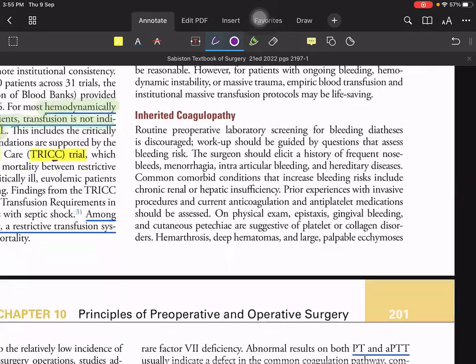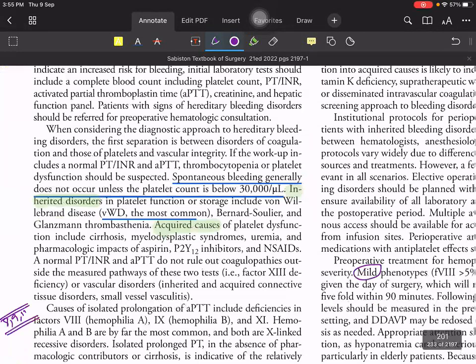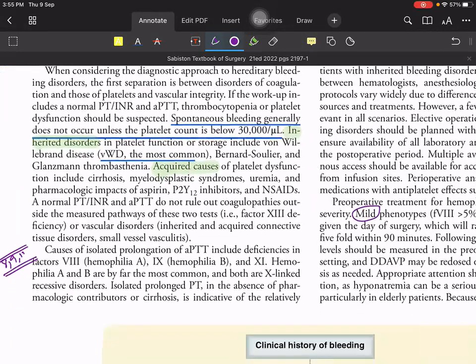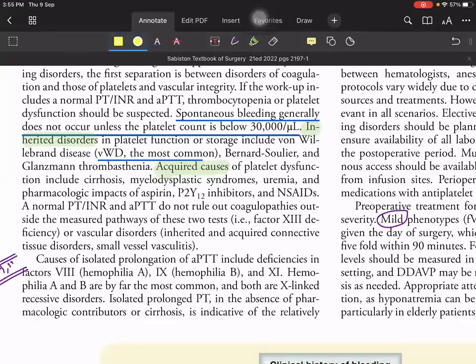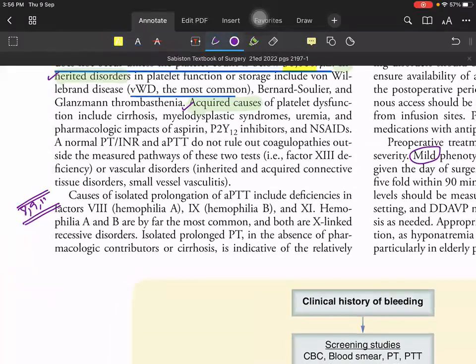So what is inherited coagulopathy? Regarding inherited coagulopathy, spontaneous bleeding generally does not occur unless the platelet count is below 30,000. First MCQ: in inherited disorders of platelet function, von Willebrand disease is the most common. They are divided into inherited diseases and acquired diseases. In the inherited diseases, von Willebrand disease is the most common. In the acquired cases, many causes are there: platelet dysfunction including cirrhosis, myelodysplastic syndromes, uremia. Many causes are there, no need to go through all the causes.